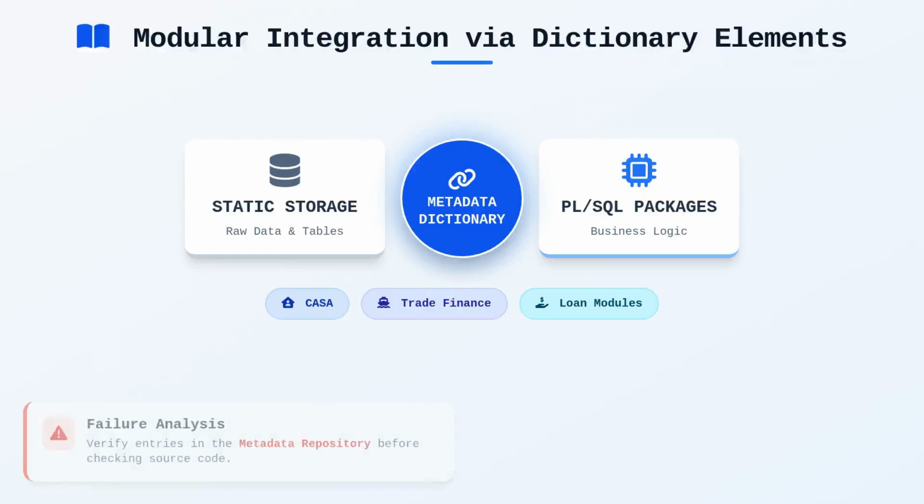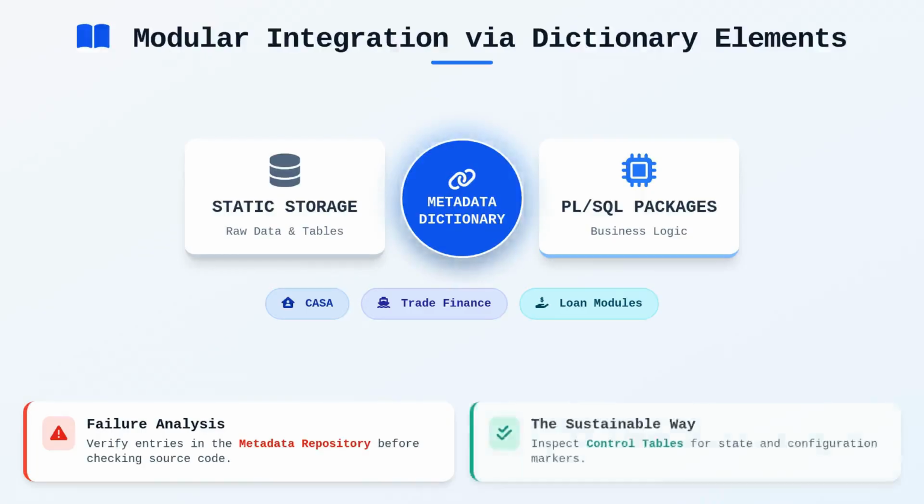If a module fails to reflect custom parameters, your first step should be validating whether those entries have been correctly registered in the metadata repository. This involves inspecting the control tables that track state and configuration without needing to dive into the raw source code of the packages themselves. By keeping your analysis focused on these metadata markers, you maintain a cleaner, more sustainable approach to system administration and troubleshooting.